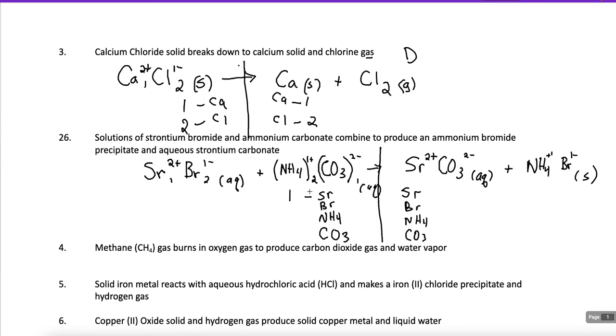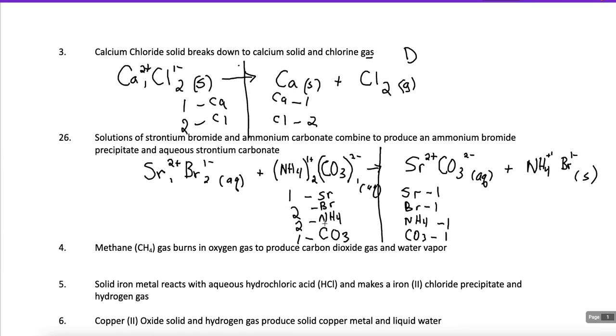But anyway, Sr 1, Sr 1, if you count. Br, there's 2. Br over here, 1. NH4, ammonium, 2. NH4 on this side, there's just 1. See, there's only 1 NH4. 1 carbonate and 1 carbonate. Okay, let's see what's not balanced.